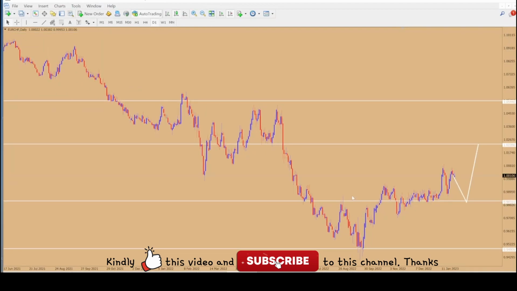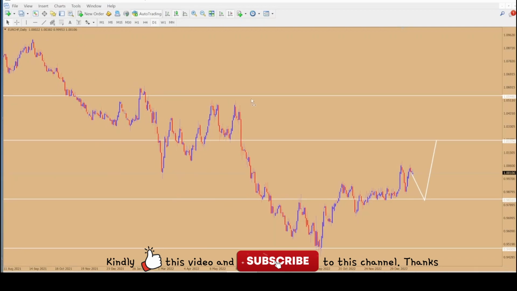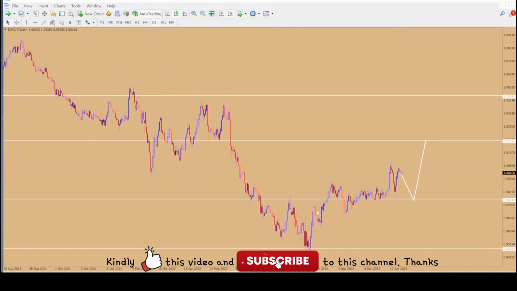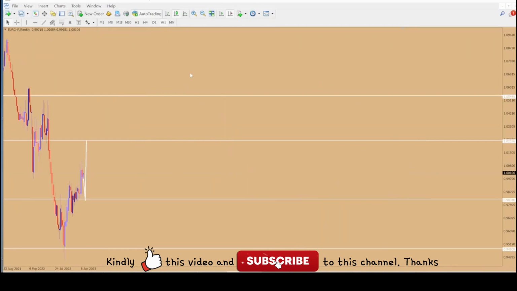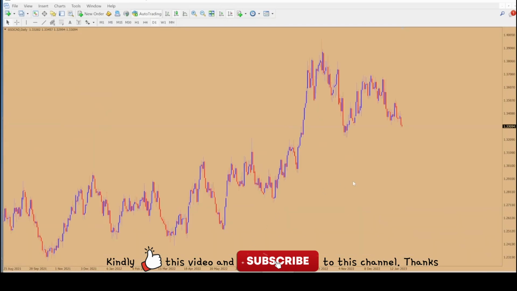Because when markets get into zones like the lowest lows and all those kind of things, they struggle to come out of that. So you might just see the market move in the opposite direction just to show some power before it finally goes in the overall trend. Yeah. So to the next one, USDCAD.